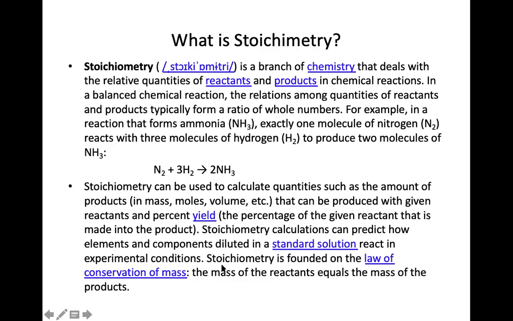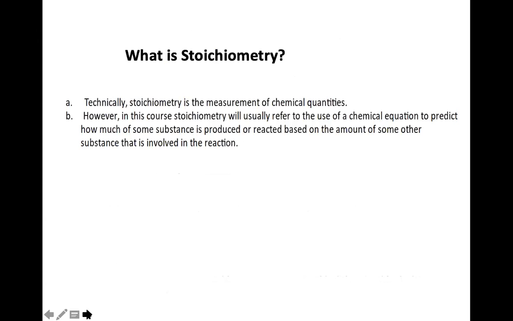This is very important. So in any chemical reaction it would happen. So stoichiometry, technically, it is the measurement of chemical quantities in a reaction. However, in this course, stoichiometry will usually refer to the use of chemical equations to predict how much of some substance is produced or reacted based on the amount of some other substance that is involved in the reaction.